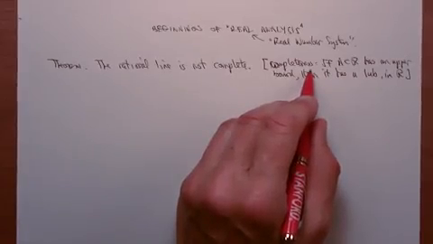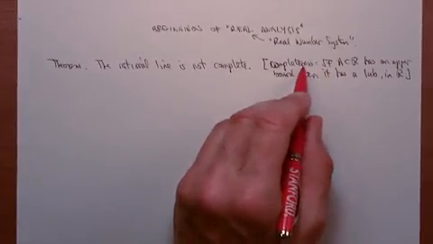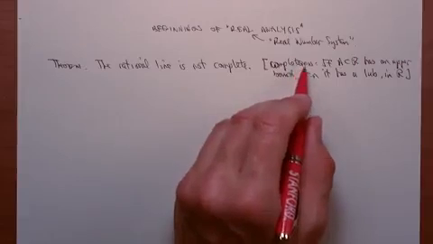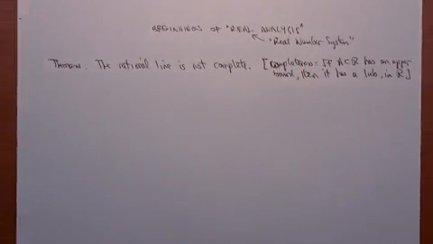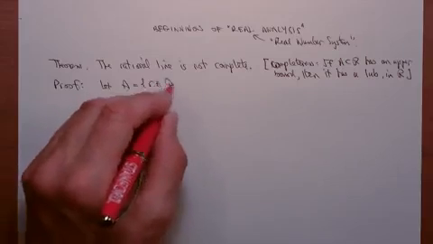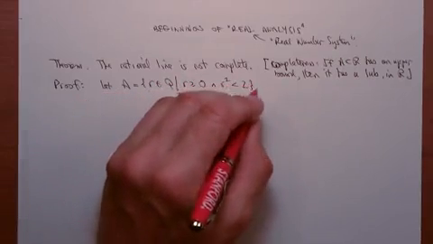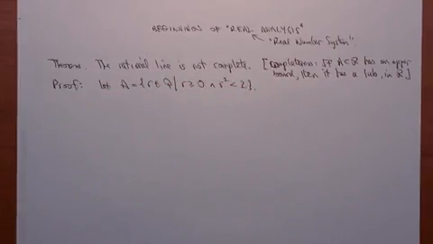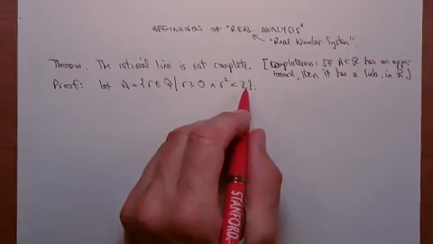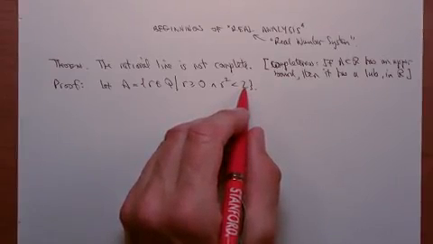We won't be able to prove that, but I'll be able to indicate how it's possible to construct the reals in order to make it possible to prove that. Okay, here's the proof of the theorem. Let A be the set of all rationals r such that r is non-negative and r squared is less than 2. Now already you can probably sense what's going on. This is going to hinge around that property that the square root of 2 is irrational.